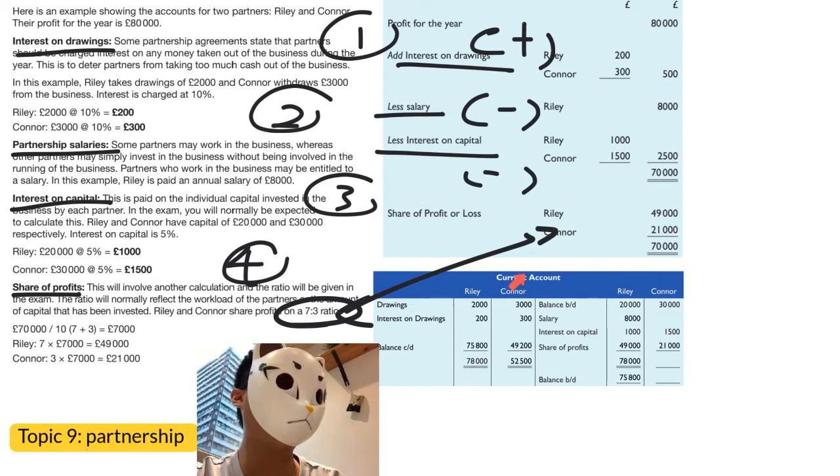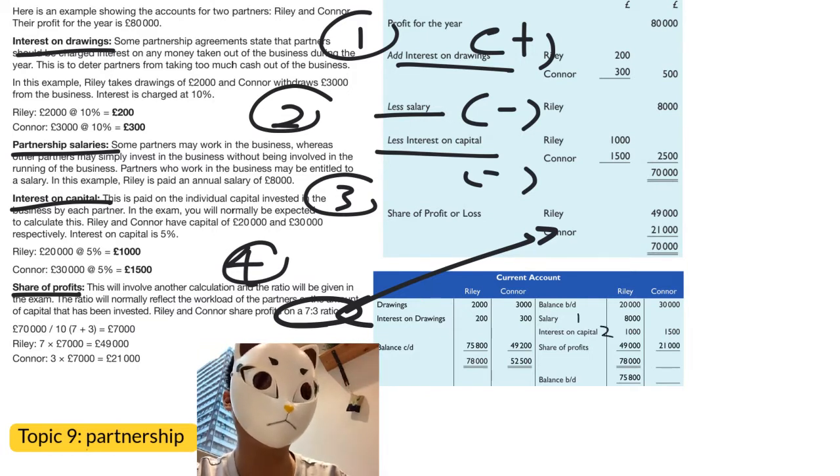Now the second thing is how to do the current account. For the current account, there are a total of 5 items. So 1, 2, 3. For number 4 and number 5, I will put a star. So let's take a look at how we do it.